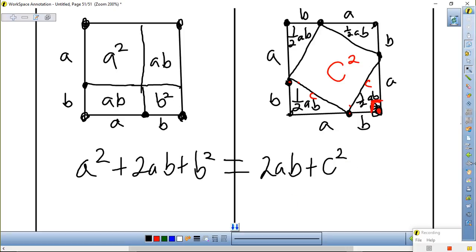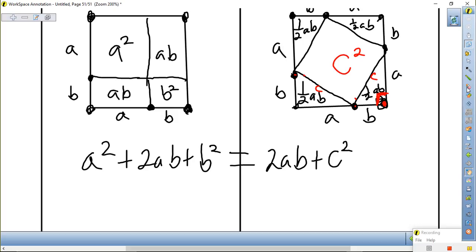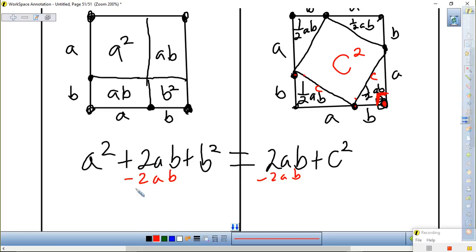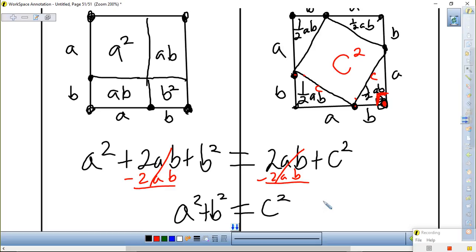Let's simplify this. All right. So what's the same here and here so that we can get rid of? Subtract 2AB, subtract 2AB. This cancels this, and what do we have left? And that's another way of approaching the Pythagorean Theorem using areas, or the area model. Does everybody see it? Yeah.